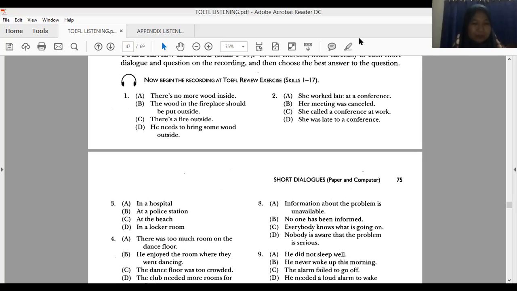Could you put some more wood in the fireplace? I'll have to bring some in from outside. Your answer, Miss Ainul. Alpha, there is no more wood inside. What is the second speaker saying? That he'll get it. In Bahasa, it's okay: mengambil dari luar. If he gets it from outside, what does that mean? Oh, there is no more wood inside.